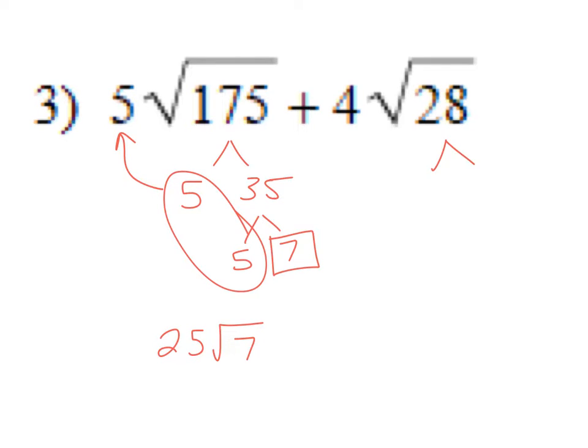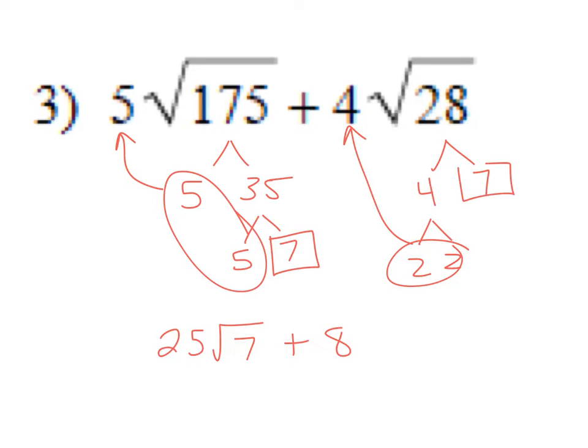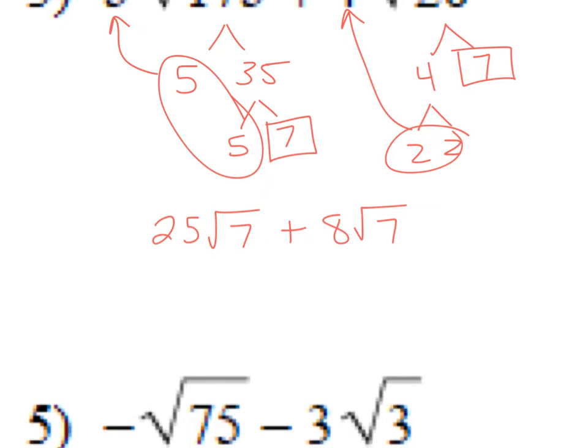All right, so on this guy, I'm going to break down to 4 and 7, and then go 2 and 2. So 2's pair up and move out. So 2 times 4 is 8. And then again, I have this 2 left over, so square root of 7. Now, since these square roots are the same, since they're both square root of 7, I can go ahead and add these up. 25 plus 8 will give me 33 root 7.